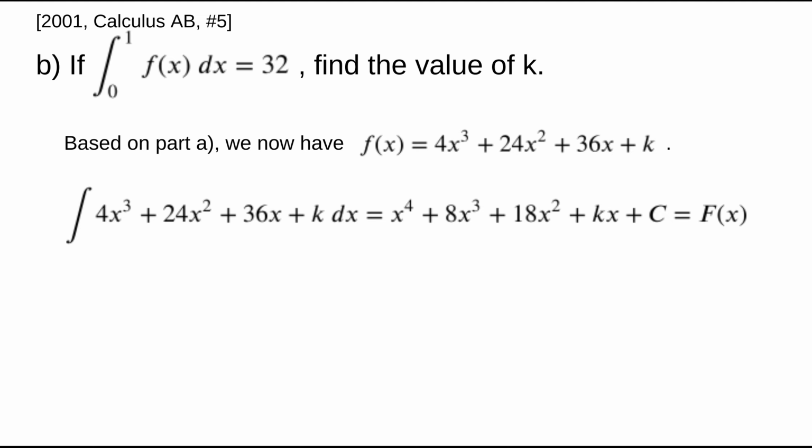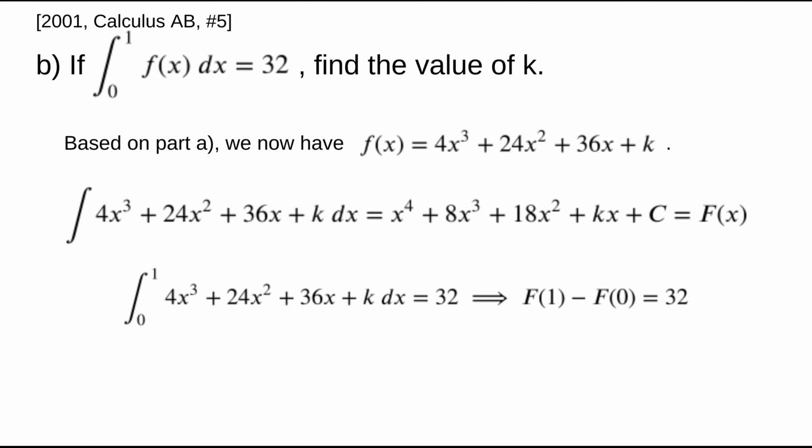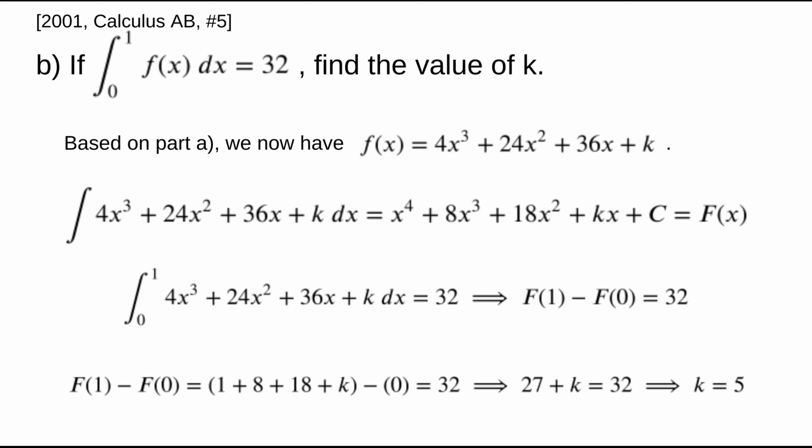And then we can go ahead and use the fundamental theorem of calculus. The definite integral from 0 to 1 of this function f of x equals 32 implies that big F of 1 minus big F of 0 is 32. And then we just evaluate what those would be. Big F of 1 would be 1 plus 8 plus 18 plus k. And then big F of 0 would just be 0. So we have, in the long run, 27 plus k is equal to 32, which implies that k is equal to 5.